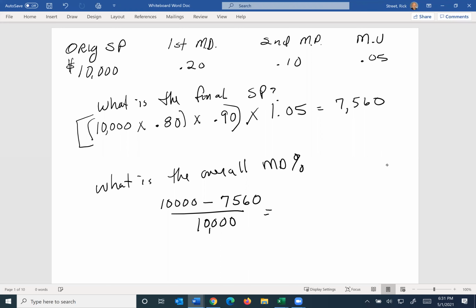So this is equal to $2,440 divided by 10,000, and this will yield our percent markdown of 24.4%. So this is how a percentage of markdown is calculated, and this is on top of a multiple markdown problem and calculating the overall markdown from one period to the next.